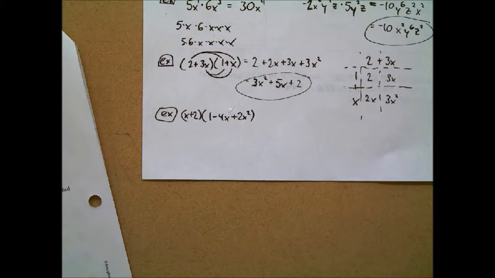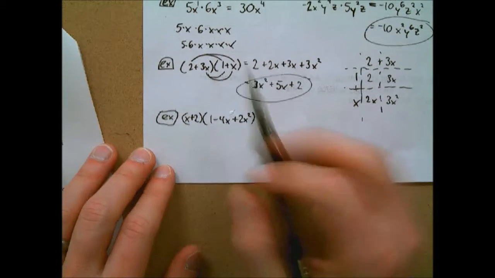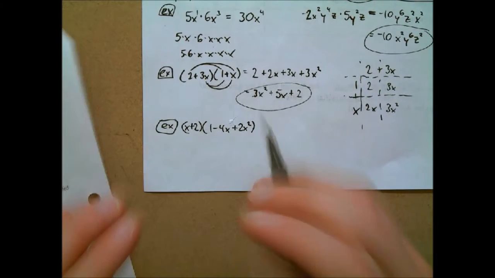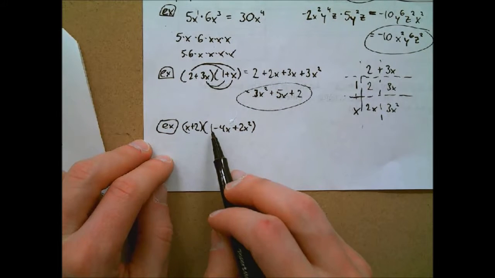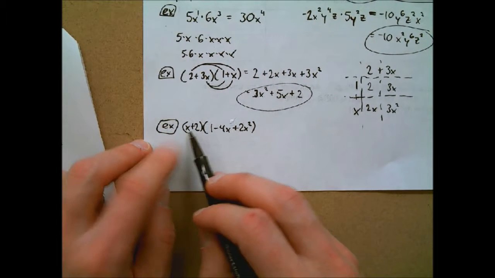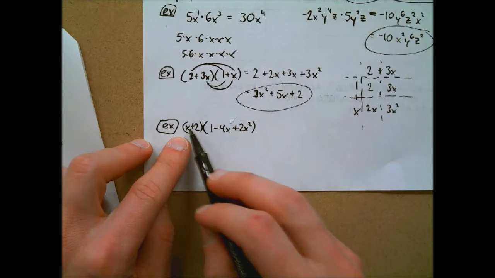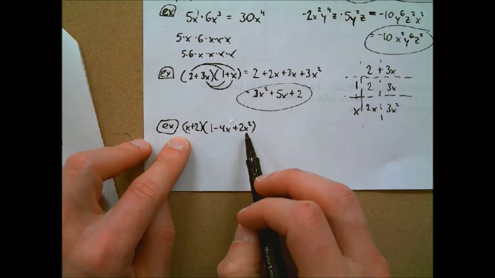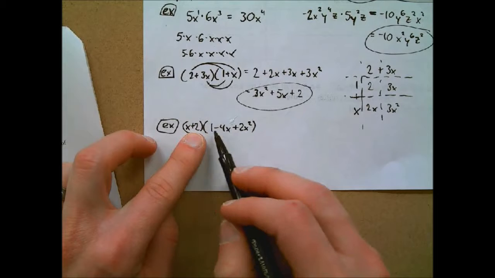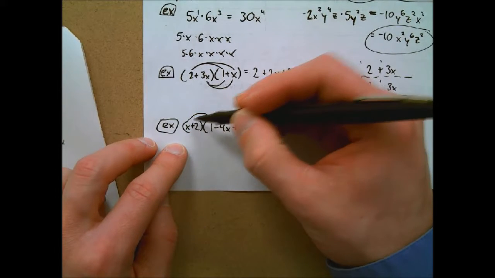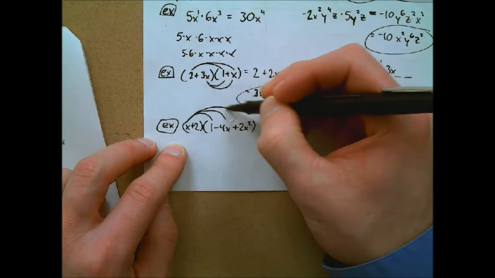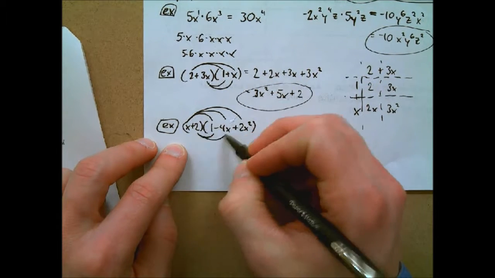So to multiply this out, you can again use these little arches if you want to. But again, what's the big picture? Every term here has to multiply with every term here. So the x is going to multiply with the 1, the minus 4x, and the 2x squared. The 2 will multiply with the 1, the minus 4x, and the 2x squared. So it's going to look something like this, and like this.